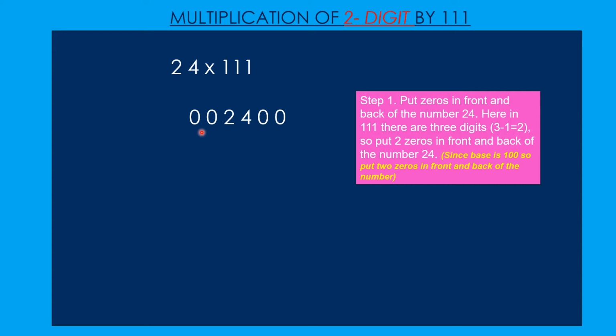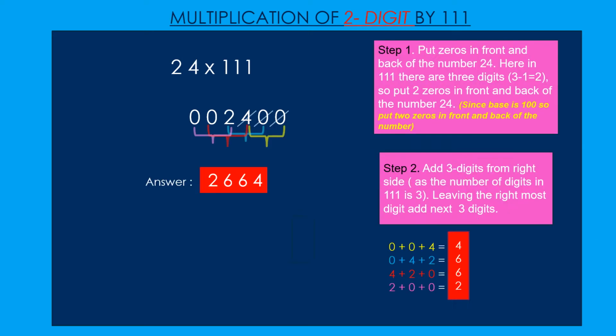Now the next step, what you do is you add the numbers. So you add 3 numbers starting from the right hand side. Now why are we adding 3 numbers? Because we are multiplying with 3 digits, right? There are 3 ones. So we add 3 digits from the right side, leaving the rightmost digit, and then you add the next 3 digits.